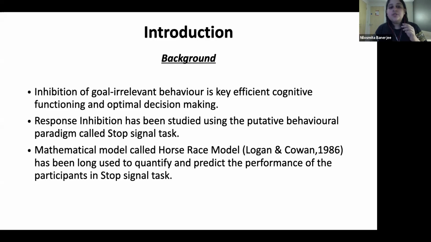Response inhibition has been studied for long in cognitive psychology and studied using the putative behavioral paradigm called the stop signal task. Many mathematical models have been proposed in the past, but the horse race model happens to be one putative model that's been used long to quantify and predict the performance of participants' inhibitory control power in the stop signal task.